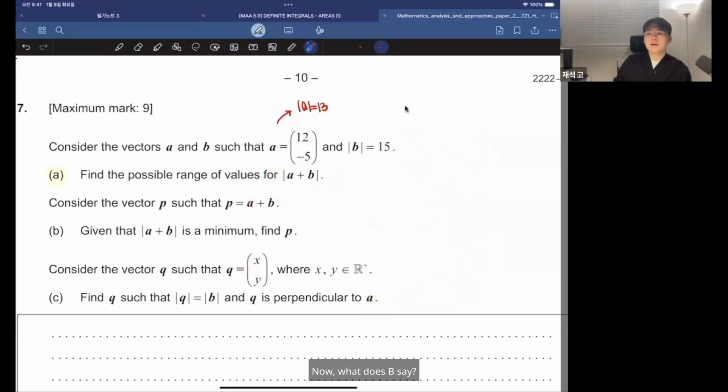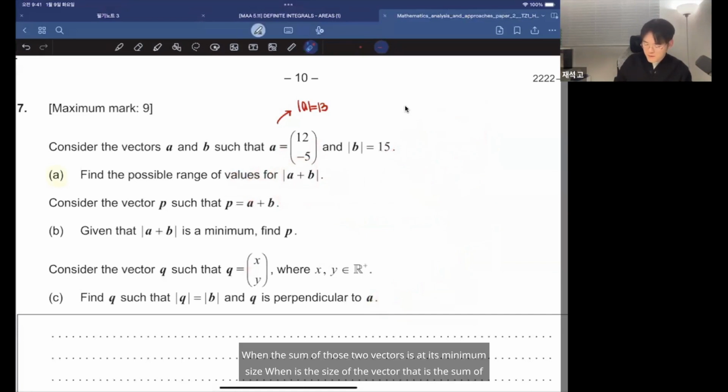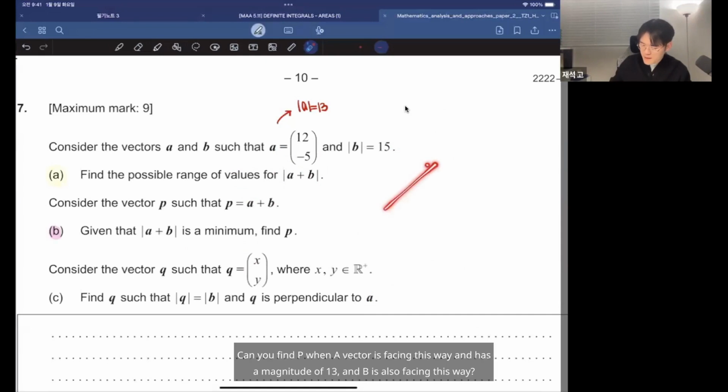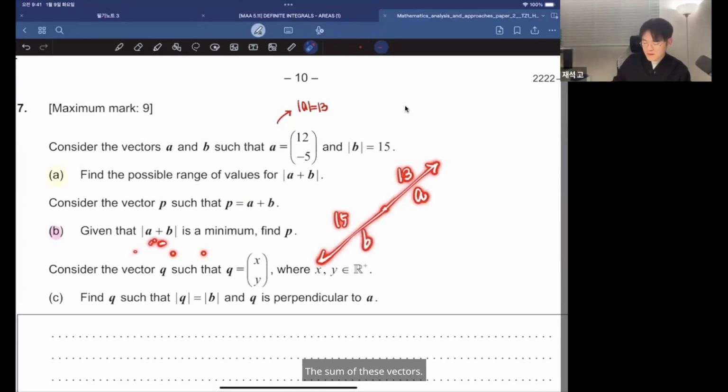Now what does B say? When the sum of those two vectors is at its minimum size. When is the size of the vector that is the sum of the two vectors at its minimum? Can you find P when a vector is facing this way and has a magnitude of 13, and B is facing the opposite way? What about P, the sum of these vectors? What occurs when you add them? Hey, this is a 2-unit vector in this direction, right?